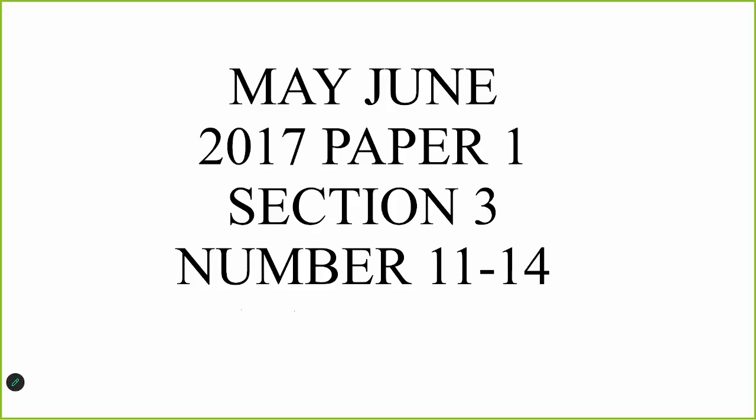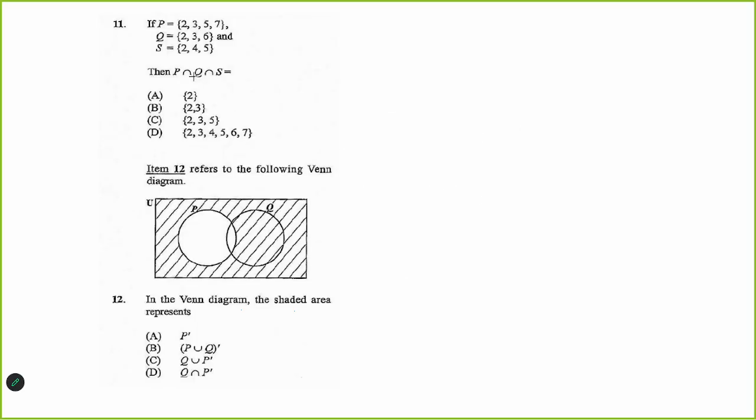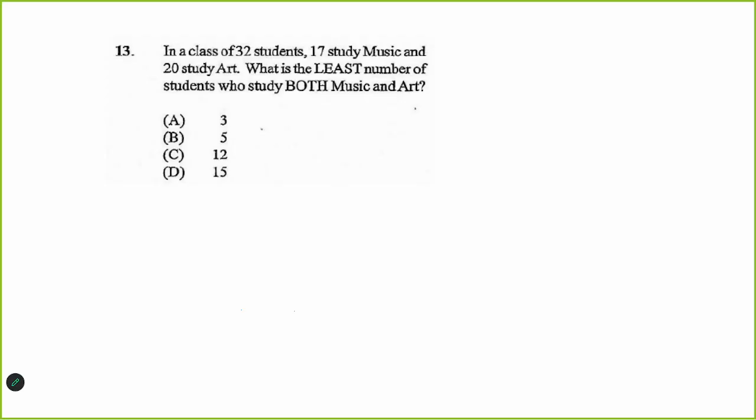Then we're looking at May, June 2017. We're almost done, guys. The intersection of all of these is what they all have in common. This is P complement. In a class of 32 students, 17 students play music, 20 students play art. What is the least number of students who play both?